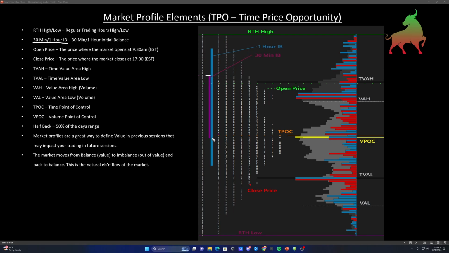The initial balance is the first 30 minutes of the trading session, represented by this purple bar. The blue bar is the first 1 hour of the New York trading session. That's going to be the 1-hour initial balance.